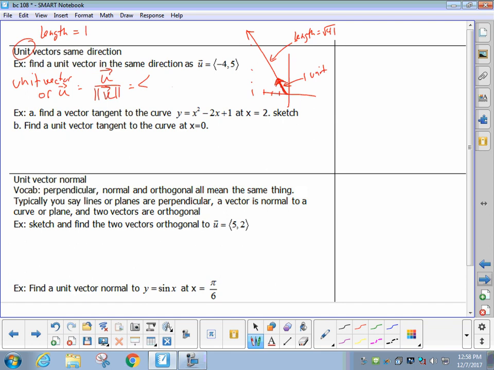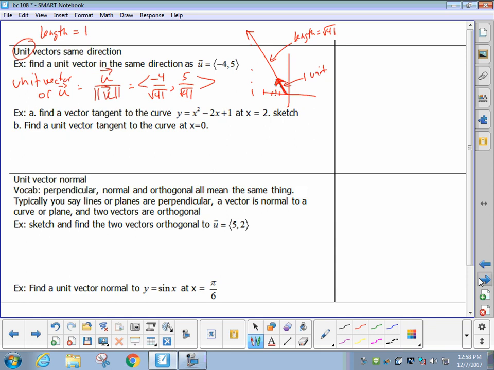So in this case, the unit vector would be the same direction. I still want to go left 4 and up 5, but I want to shorten it by dividing by root 41. If I were to take those 2 components down to the Pythagorean theorem, which I suppose would be a verb, then what would the length be? 1. That would be the length.